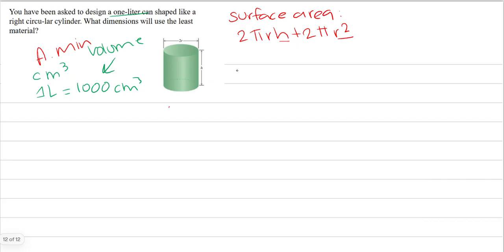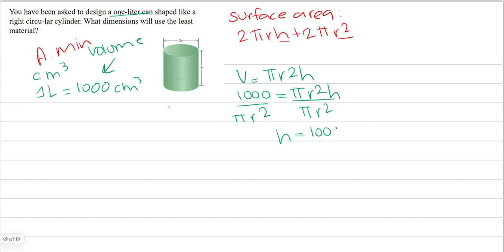So I'm going to use the volume of a cylinder, which is pi r squared h. Memorize this one, whenever I need to substitute this. And my volume is, like we said here, 1000 equals pi r squared h. I'm going to divide by pi r squared so I can get h alone, so I know what h is equal to. So I found my h to be 1000 over pi r squared.